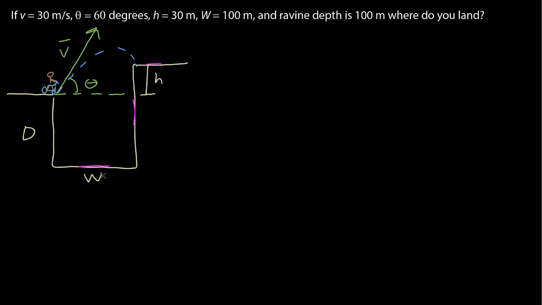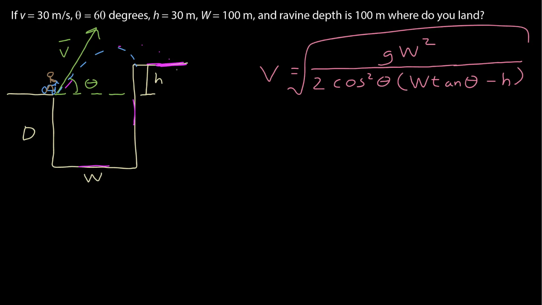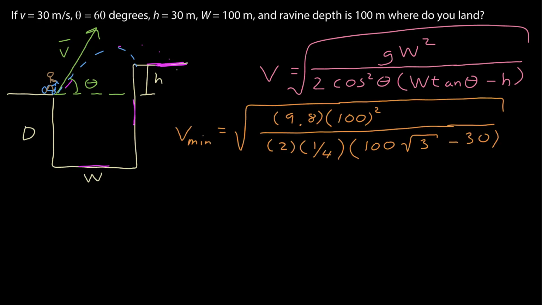The first question is, do we actually make it over here? Well, luckily, we found the minimum speed necessary to make the jump from before. And so we can just plug in the numbers and we can just calculate that directly. My calculator says that the minimum speed necessary to make the jump is 37 meters per second. So we fall.